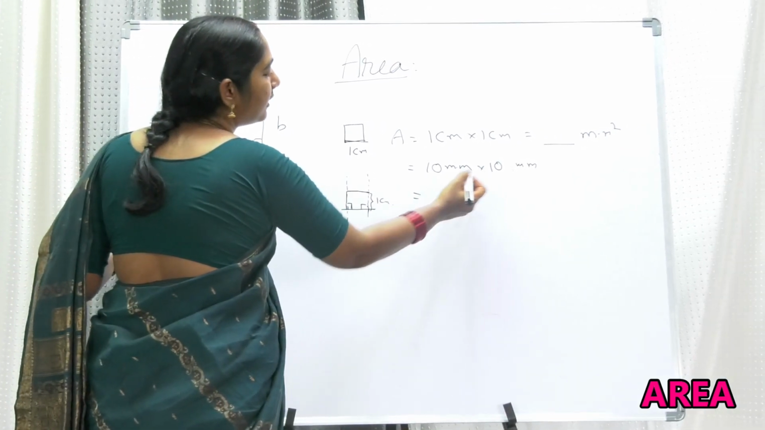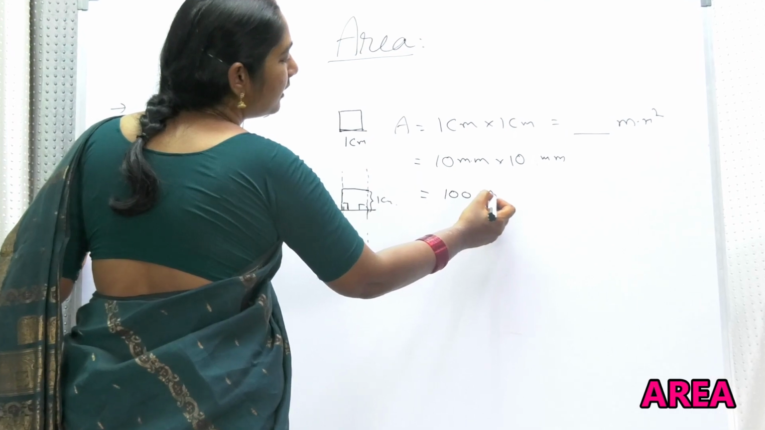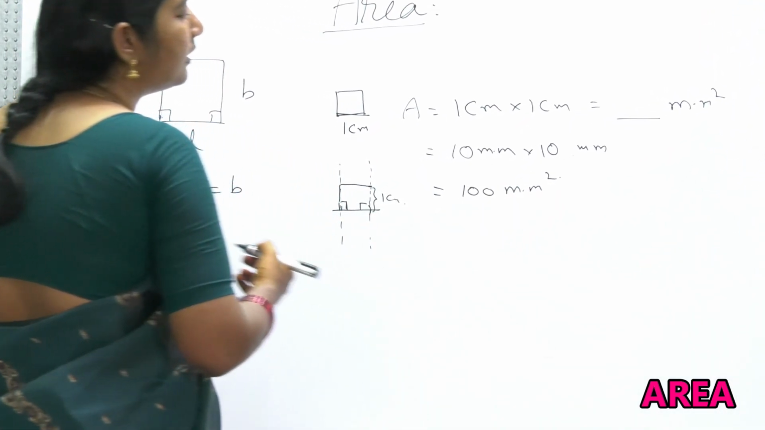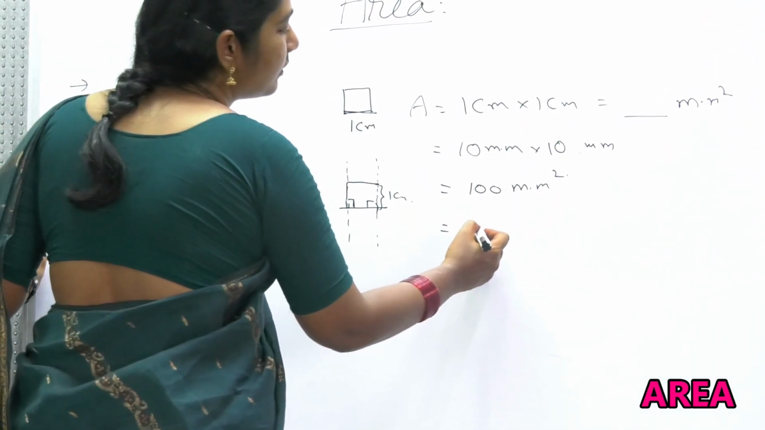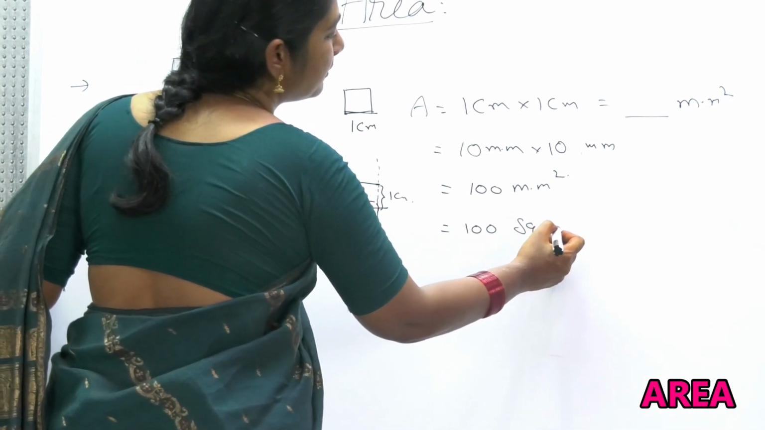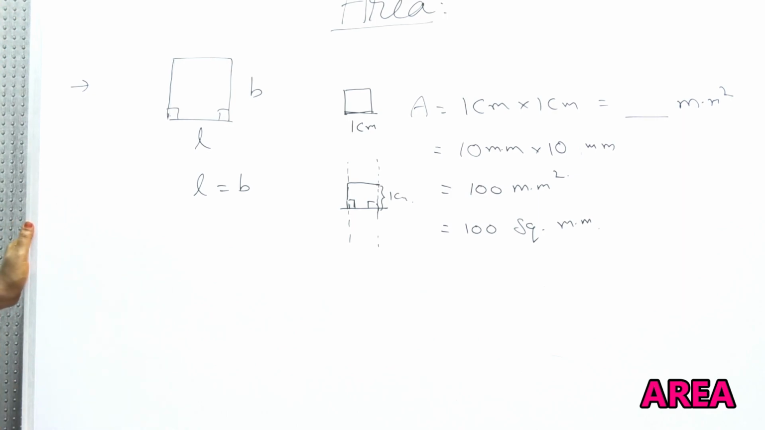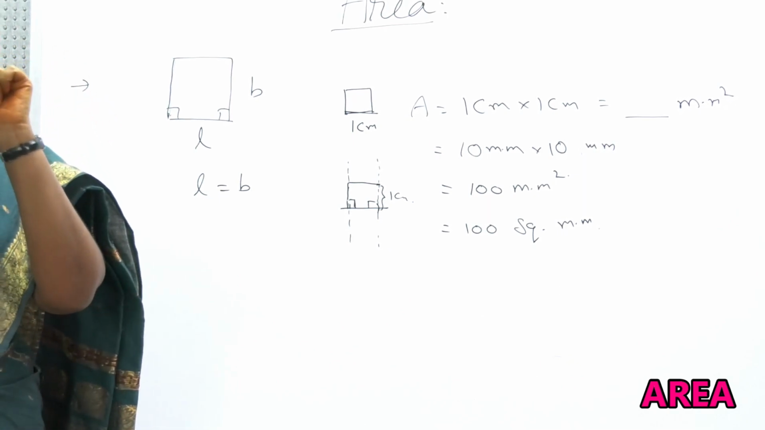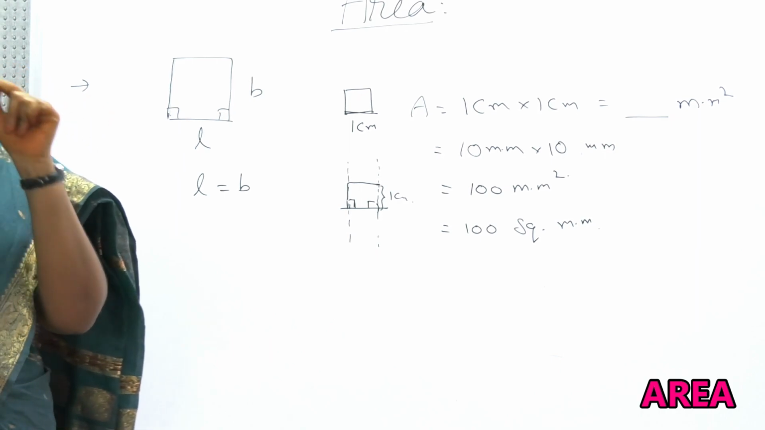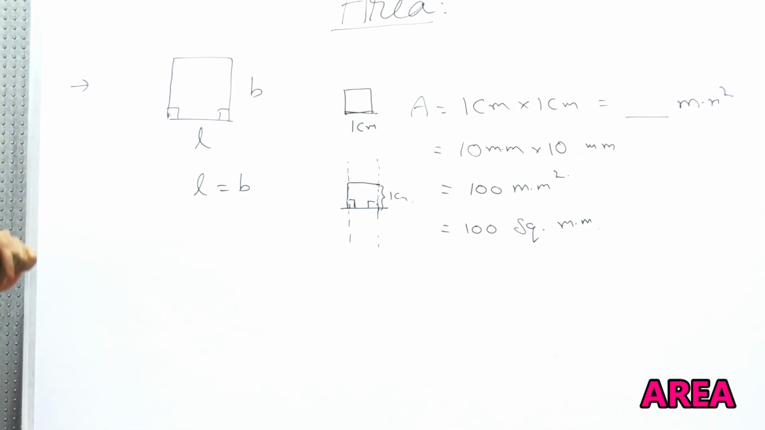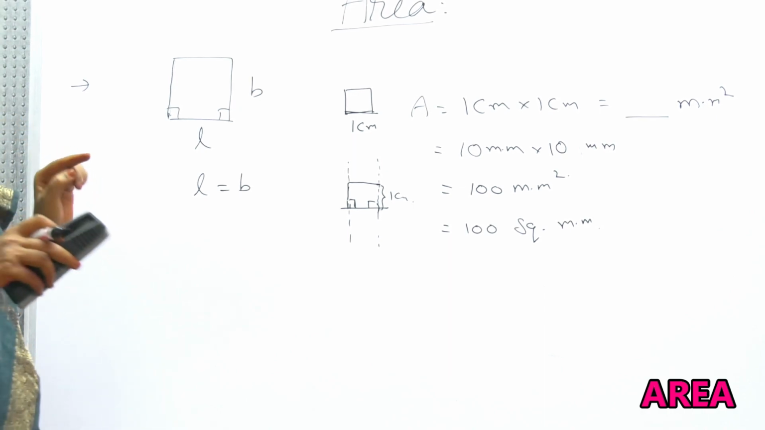So my dear friends, 10 into 10 is 100. That's equal to 100 square millimeter. Millimeter square or square millimeter, both mean the same. So now you understood how to convert centimeter square into millimeter square. And now you have drawn a square with 1 square centimeter area. Now you understood what the area of 1 square centimeter is. I think now you are understanding. Please draw it. Use the actual scale and draw it.